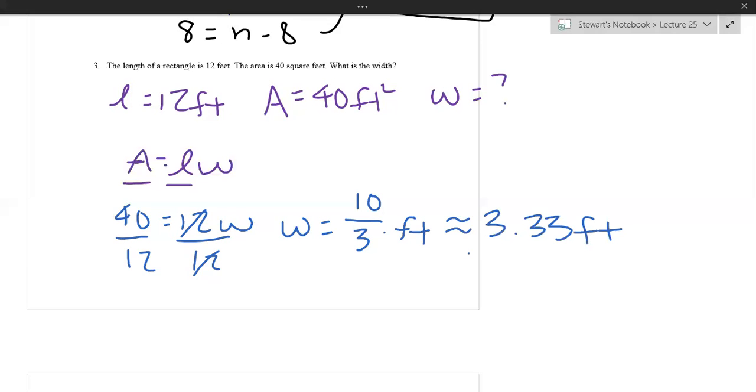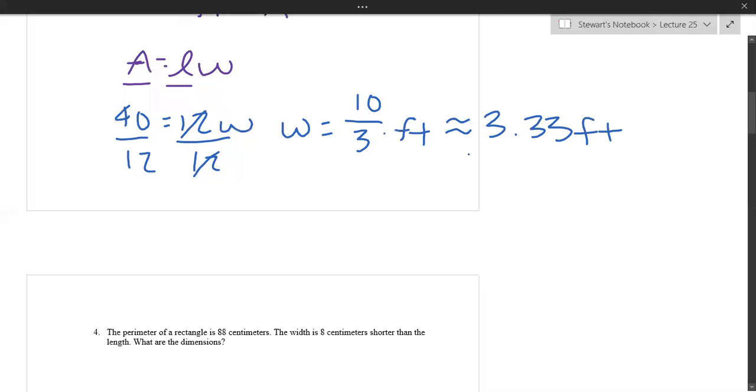And the reason I have to approximate that when we change it to a decimal is because if you actually carry out 10 divided by 3, you're going to get 3.3 repeating. So there's going to be an infinite 3 in the decimal place. So we have to approximate it when we round down like that.